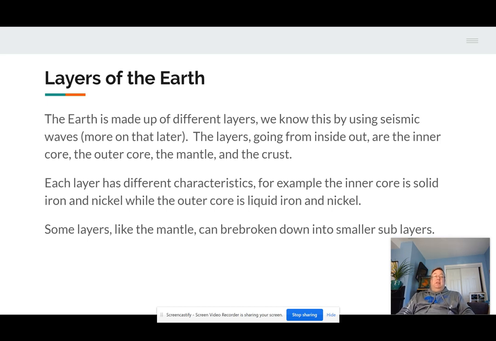Then you get the secondary wave. The secondary wave is your more traditional wave that goes up and down. Okay, that's going to be your wave that is what you consider the earthquake, the violent shaking, the damage, things like that. Okay, that's going to travel through anything. All right, so that can travel through water, that can travel through gas, and obviously travels through solids.